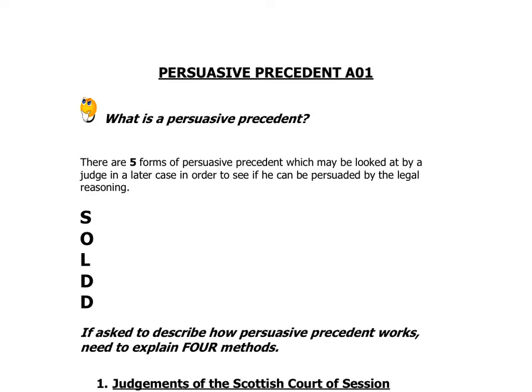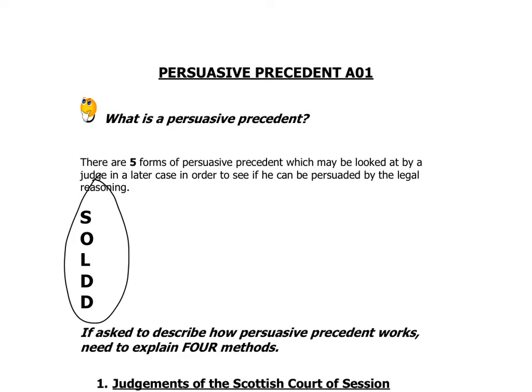Right, and there's lots of different forms of persuasive precedent, and again, they might just consider it, or they might actually follow it. If they do follow it, then what you're basically doing is you're turning a persuasive precedent into a binding one. Right, so again, always think about this concept of stealing ideas. Now, again, we've got another acronym for this, and there are 5 different methods of a persuasive precedent, which is SOLDD, sold with a double D. So the S stands for Scottish Court, the O stands for Obiter dicta, the L stands for lower courts, the first D stands for decisions from the Privy Council, and the last one, dissenting judgments.